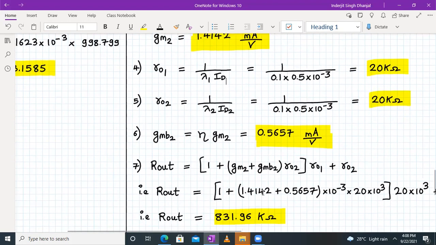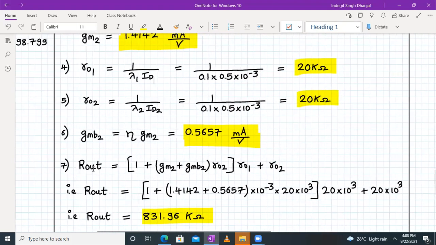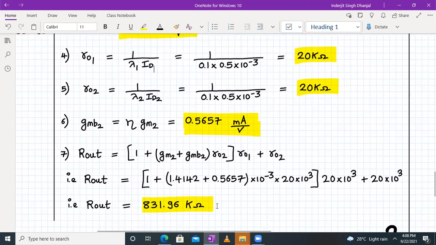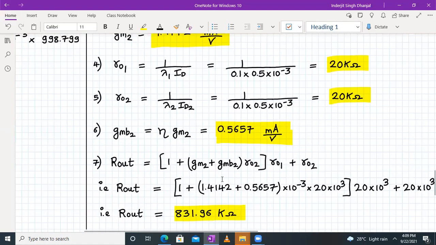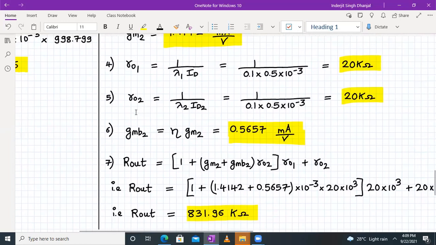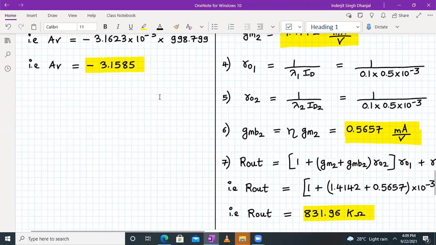Now we have all the values over here. Plug in the values in the R out formula, in the calculator, and find out the value of R out. R out will come a very big number, which is 831.96 kilo ohms. Please cross check this answer. I'll wait for 5 seconds. Okay, all right, it's coming all right. So R out value came out to be 831.96 kilo ohms.